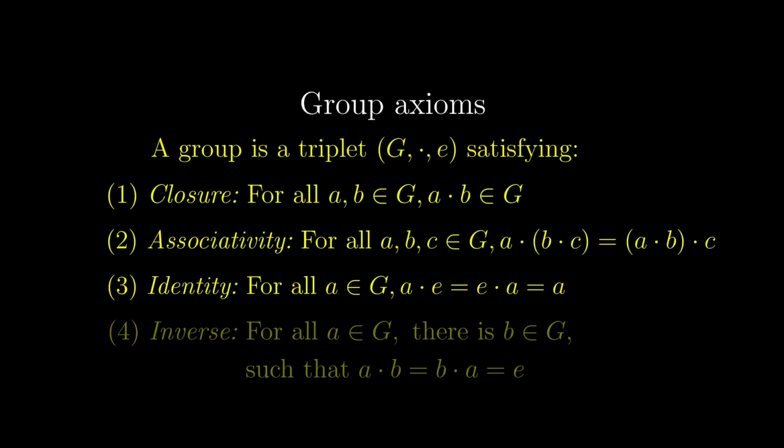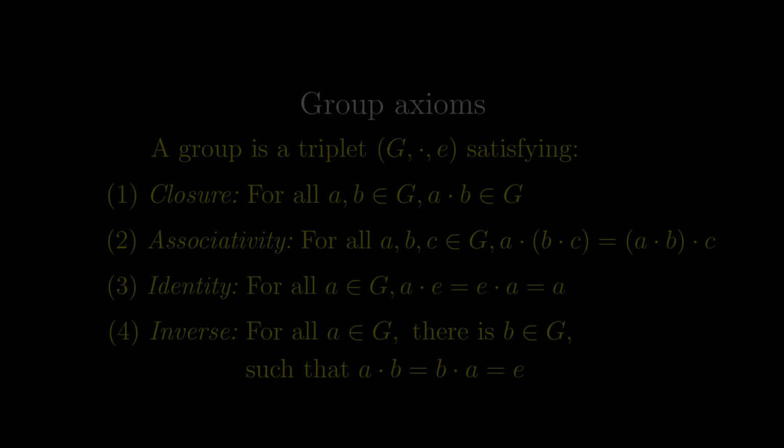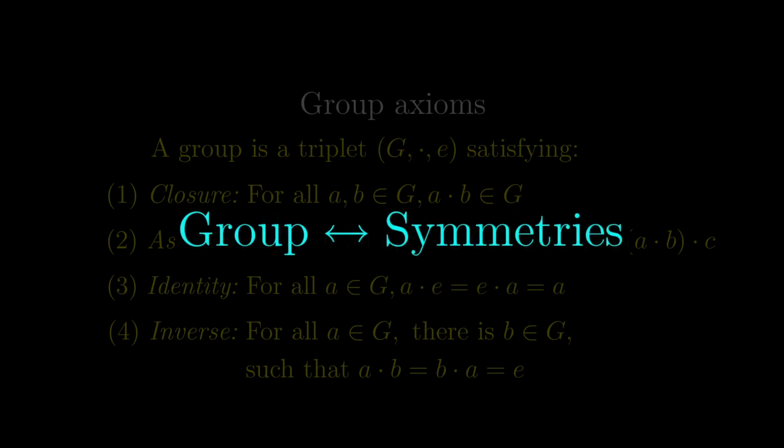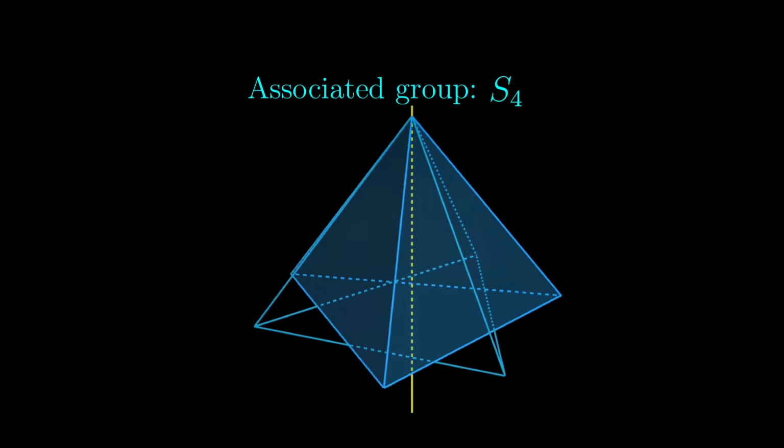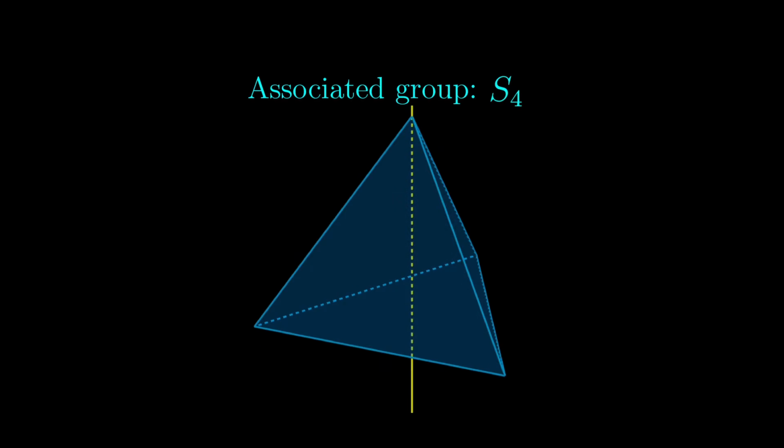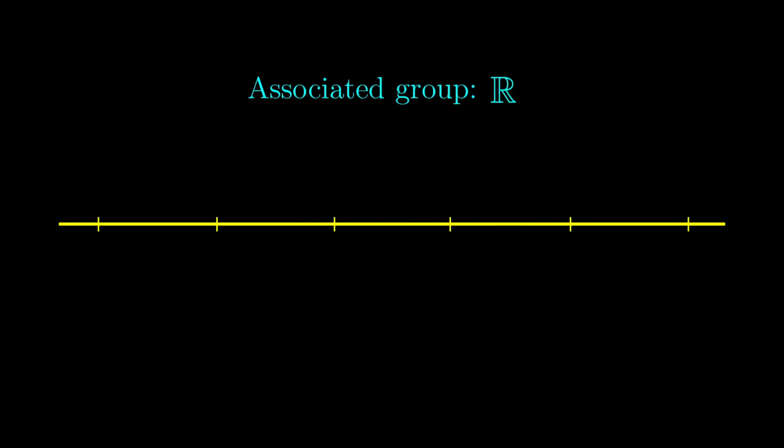Although it is amazing how an entire theory is founded on these axioms, we will ignore these for now. In this video series, we will treat a group as symmetries of an object. The object can be a plane figure, usually a regular polygon like a square, a solid like this regular tetrahedron, or even a real number line.